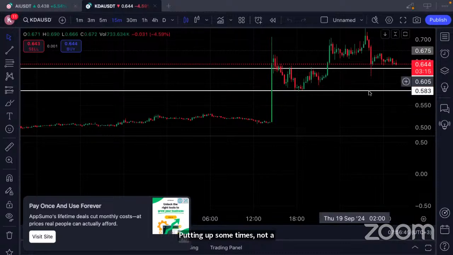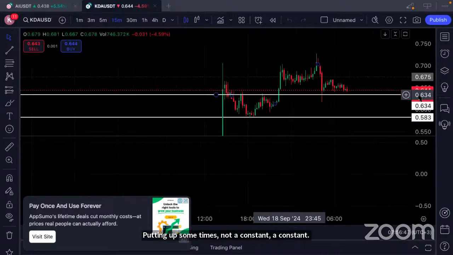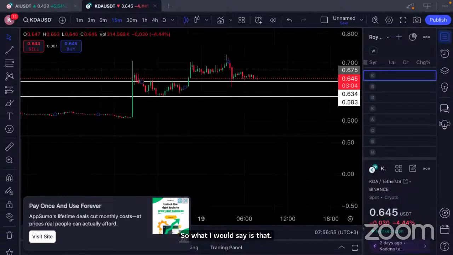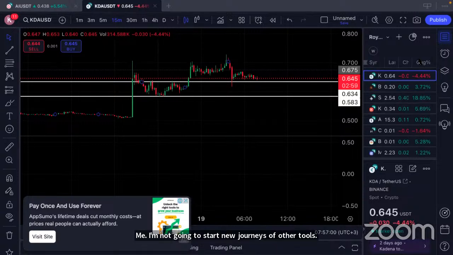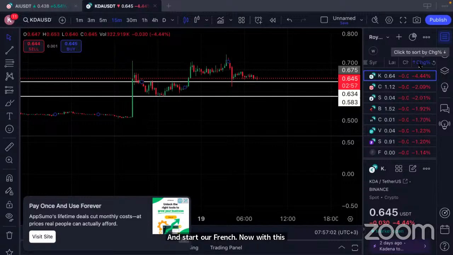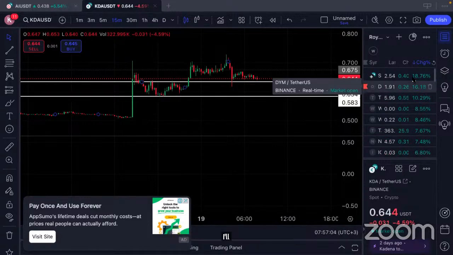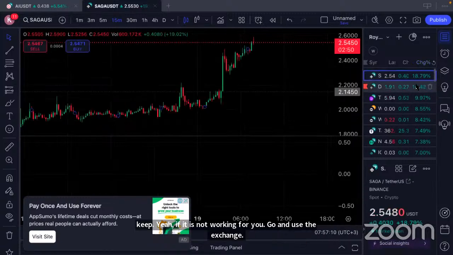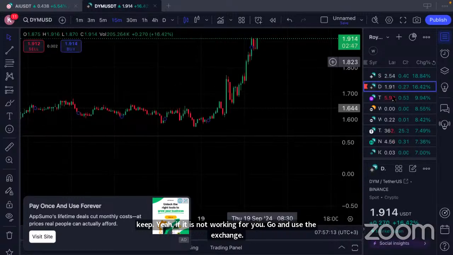So TradingView is the best tool. Me, I'm not going to start new journeys of other tools and start afresh. Now this one, I'll keep here. If it is not working for you, go and use the exchange. I will not start another journey now. I'll keep your TradingView.